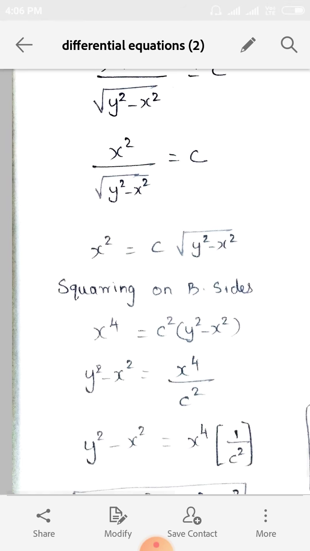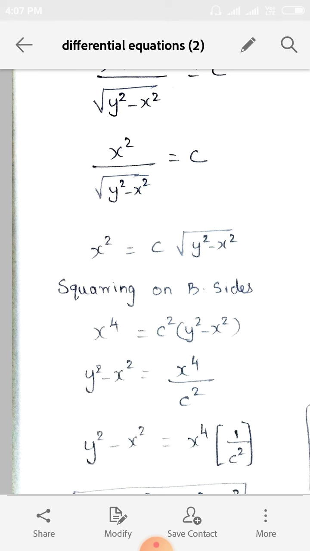Next step, removing the square root. See the right hand side, we contain the square root term. So to remove the square root term, we take squares on both sides. We have to square both sides. See the left hand side is x square, so squaring, we get x power 4. x power 4 is equal to, see the right hand side, c becomes c square and root y square minus x square becomes simply y square minus x square.